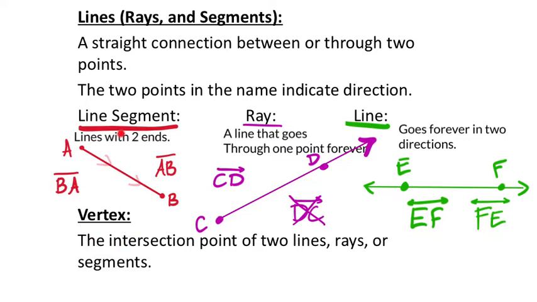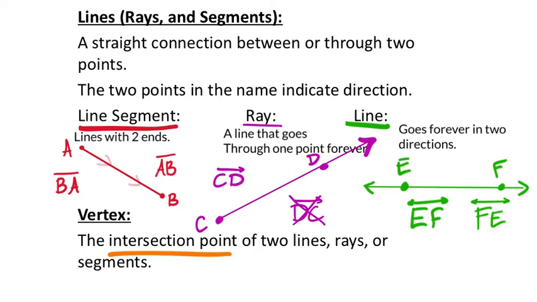If you have any one of these types of lines, line segments, lines, or rays, the intersection point of either one of these, and it could be mixed, is called a vertex. Why don't we just call it an intersection? I don't know. Freaking math nerds, okay? But yeah, it's an intersection point.